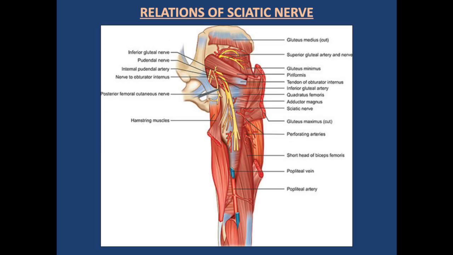This is the diagram showing sciatic nerve in gluteal region and in thigh. It's clearly visible. The long head of biceps femoris is cut to show the full length of sciatic nerve and its division at the apex of the popliteal fossa.